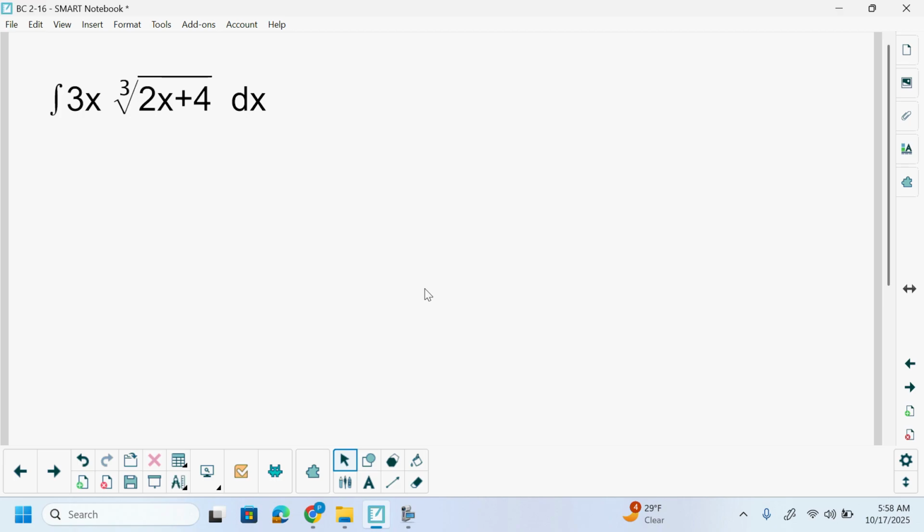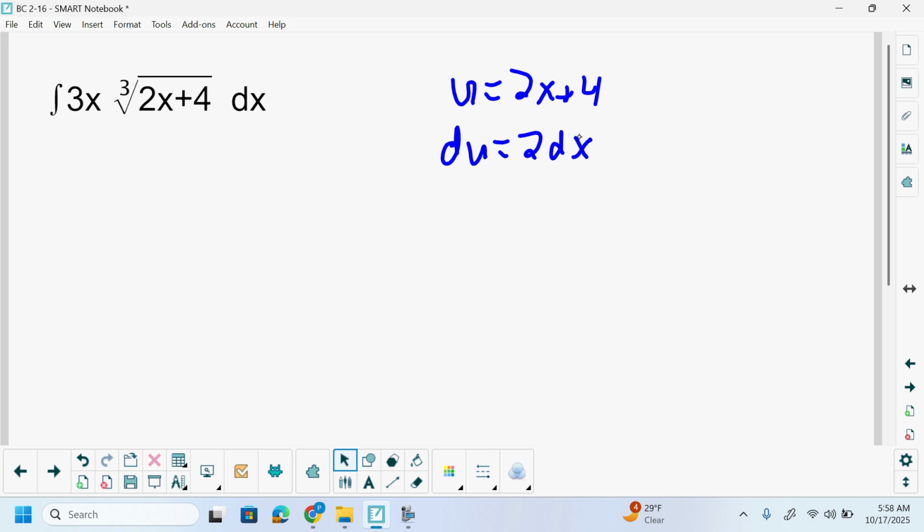So for this next one, we want to recognize we can't handle it as it is. So we're going to do a function inside of a function, so we'll let u equal the 2x plus 4. So our du will be 2 dx. Well, we have this taken care of right now. That part's going to be u to the 1/3. We can handle that. We've got a 3 and a dx that's left over.